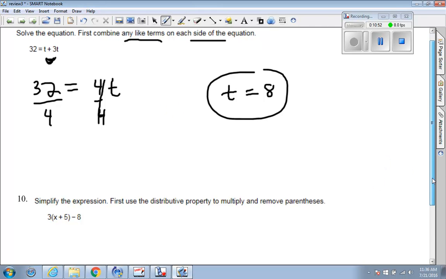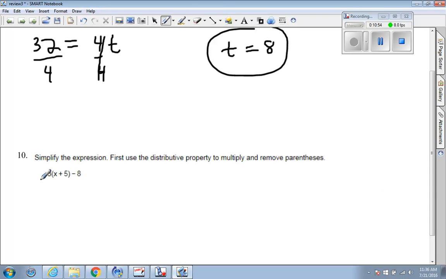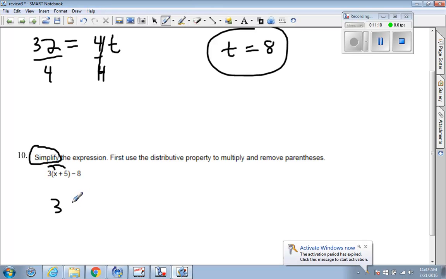Let's head to the next problem. Simplify the expression. Distributive. Now, keyword simplify, so we're not solving an equation. See, I'm alternating between solve and simplify. Simplify just means combine like terms and clean it up as best you can. Solve the equation means you're actually solving for a particular variable.